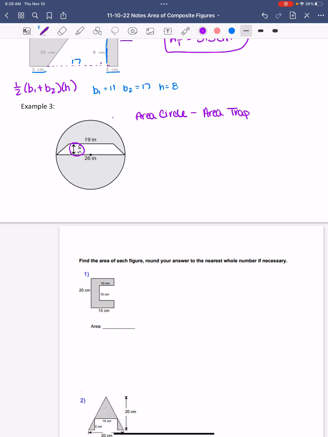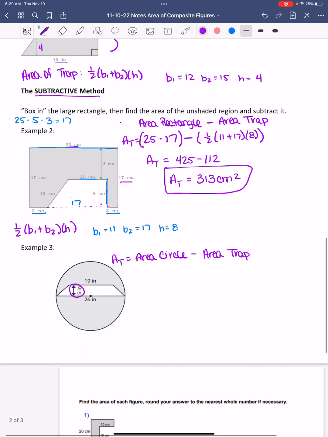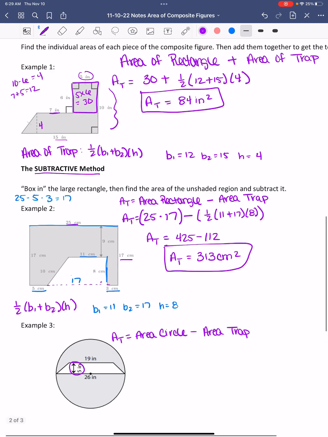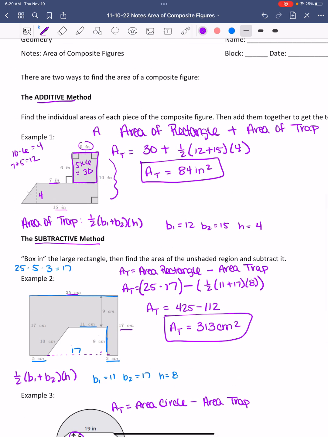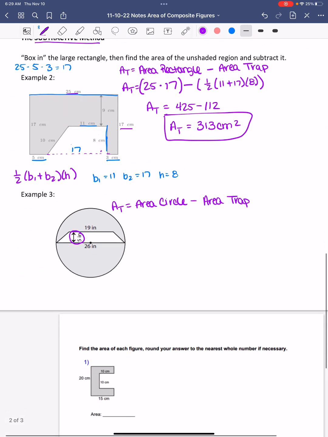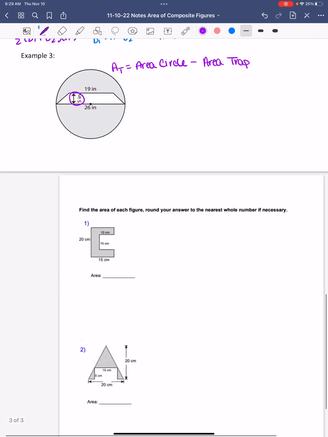Actually, let me start putting AT for area total. Let me do that for the other one and for this one, area total, so that way it's an actual formula. I apologize, guys. Now, area of a circle. That's going to be pi r squared. So just remember that one. So what is our r?